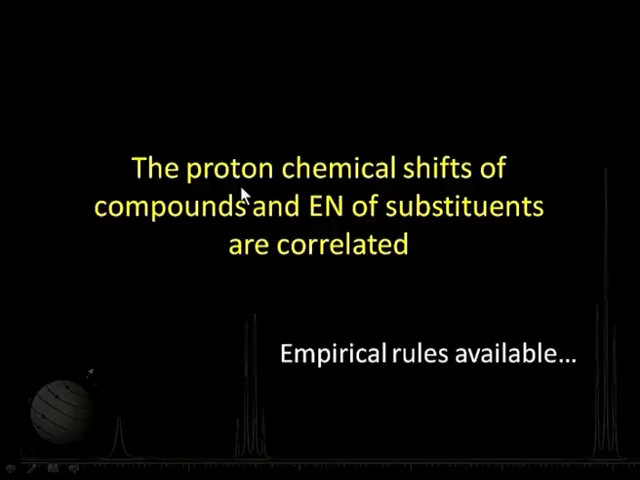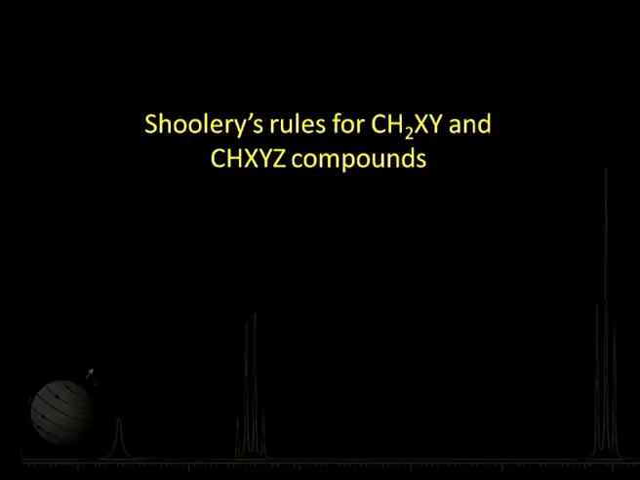Okay. Now, let us build up from here and see that from these two things which we recalled, we know that the proton chemical shifts of compounds and the electronegativity of substituents are correlated. So, that correlation we established in the previous session. And since a large number of molecules or compounds have been studied by NMR and an enormous amount of data is available, people have sat down and analyzed this data and have come out with some empirical rules which can be used to predict the chemical shift of protons in different molecules. We will take up one such empirical correlation. They are called Schoolery's rules.